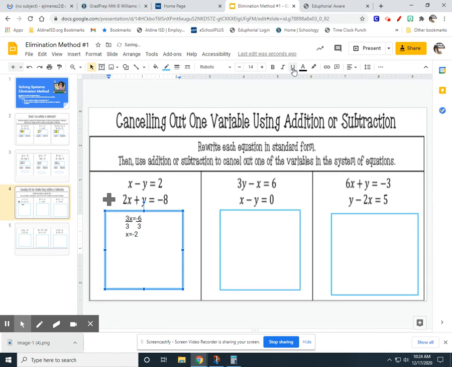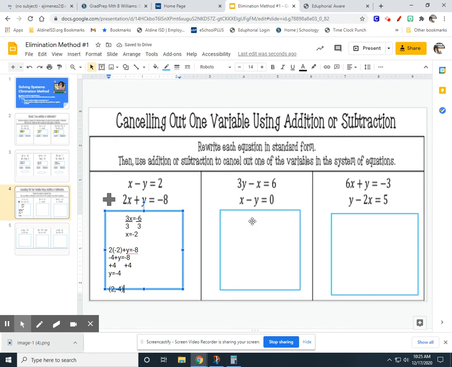I'm going to go back and plug it into whichever one I want. I'm going to plug it into the bottom one because it has a plus y and I want to get a positive y. So 2 parentheses negative 2 plus y is equal to negative 8. 2 times negative 2 is going to be negative 4 plus y equals negative 8. I'm going to have to add 4 to both sides to be able to get rid of that negative 4 by doing the opposite, remember? So y is going to be equal to negative 4. Negative 8 plus 4 is negative 4. So my answer is going to be negative 2, because it's the x, comma negative 4.